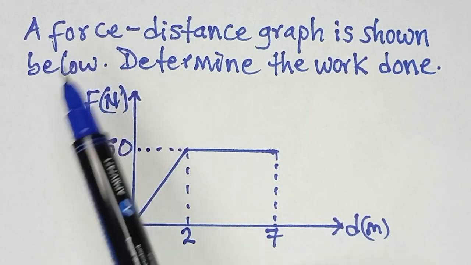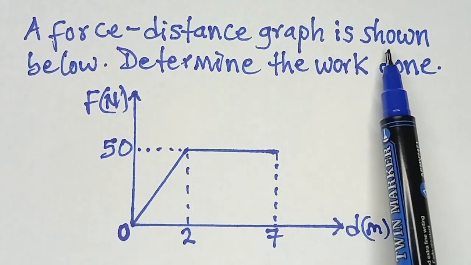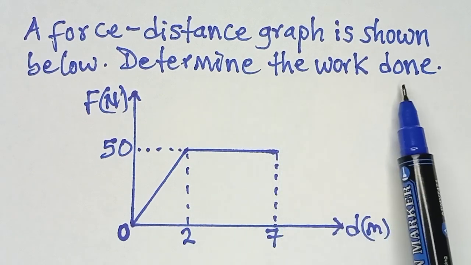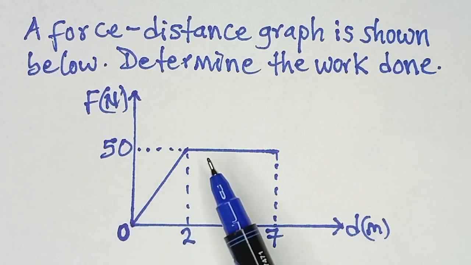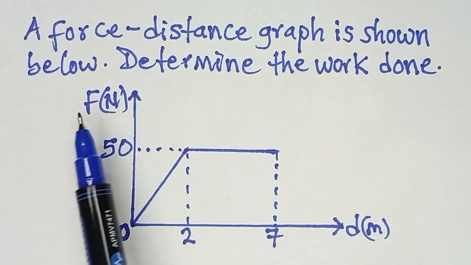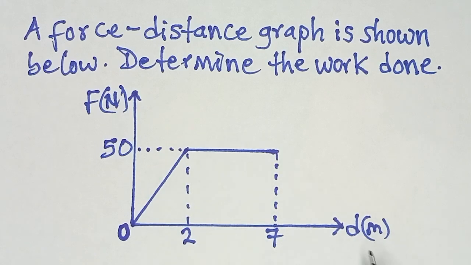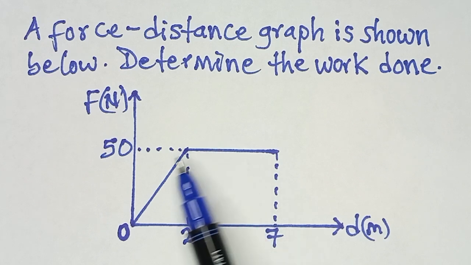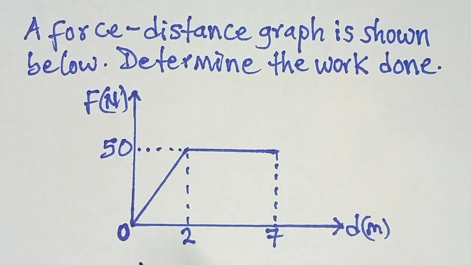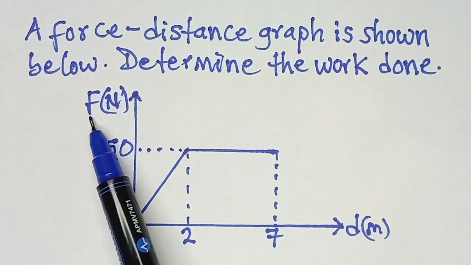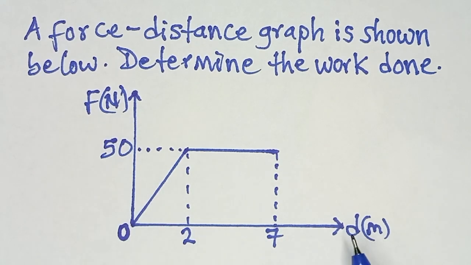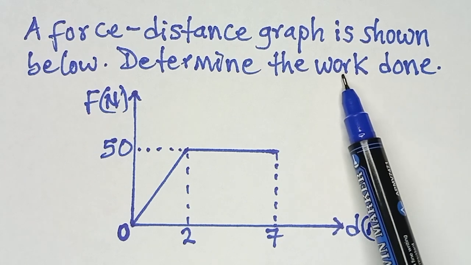In this question, we are given a force distance graph and we have to determine the work done. So here, if you look at this properly, you will see that the vertical axis is the force and the horizontal axis is the distance in meter. One thing you need to know about a force distance graph is to observe that the product of the parameter of the vertical axis multiplied by that of the horizontal axis should give you what you are looking for.